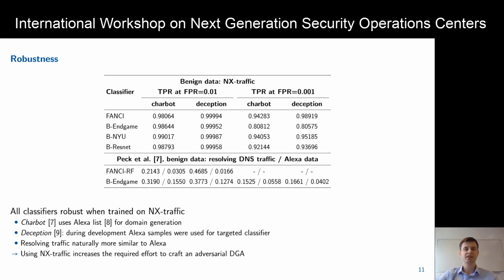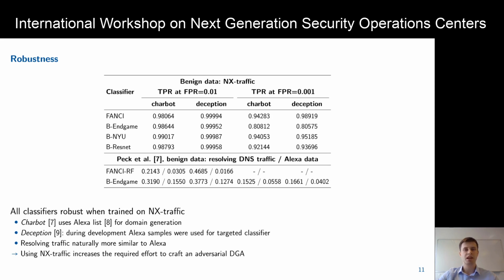Recently, different adversarial DGAs have been published which try to evade the detection of a classifier. Here we assess the robustness of the classifiers against two attacks. The Chabot DGA randomly selects a second-level domain from the Alexa top domain names, replaces two random characters, and appends one of 22 top-level domains in order to generate a domain name. The Deception DGA was iteratively developed and targets Fancy by exploiting its handcrafted features.